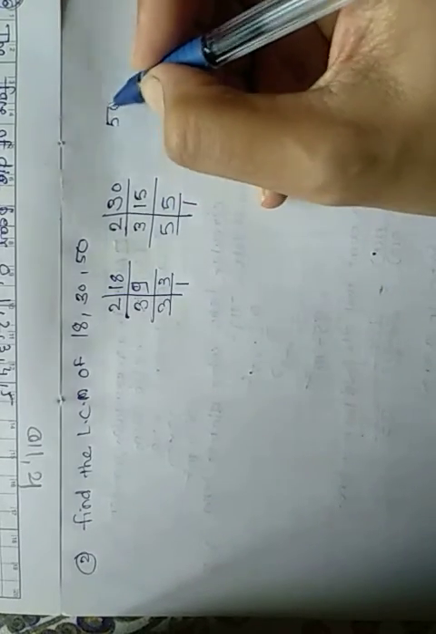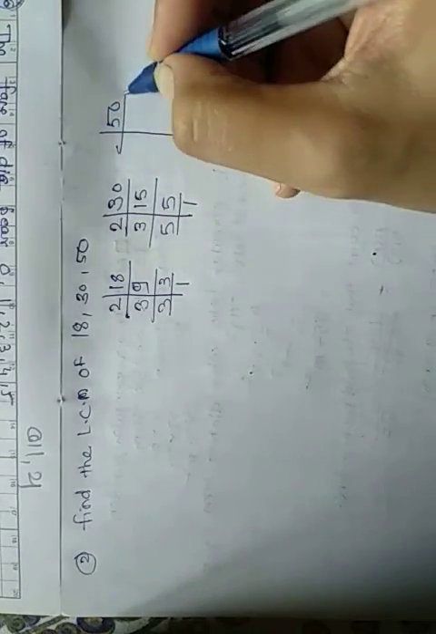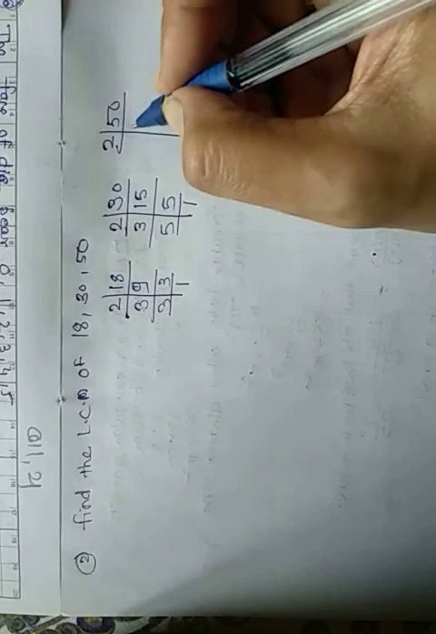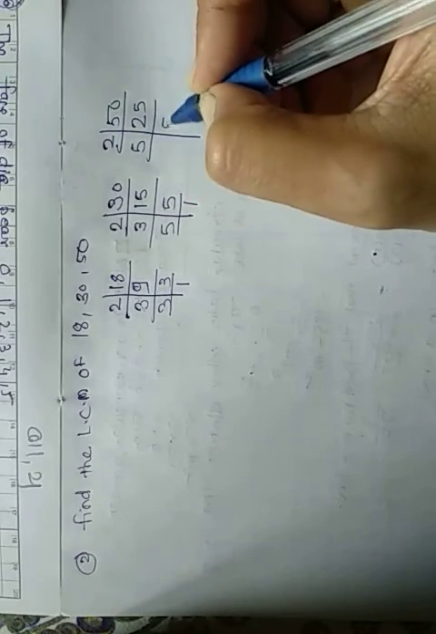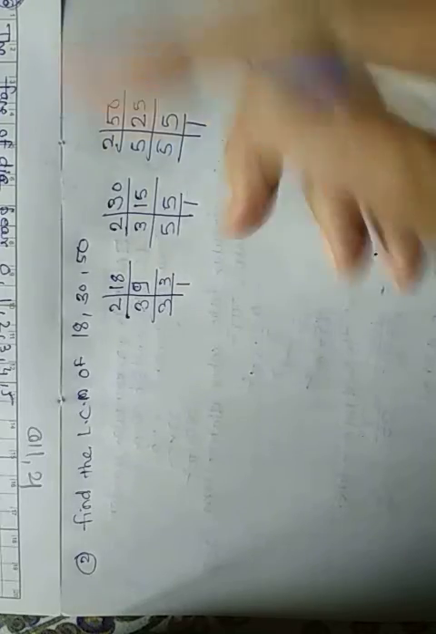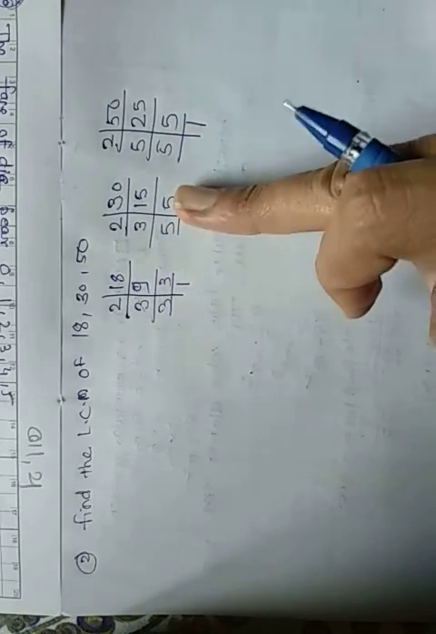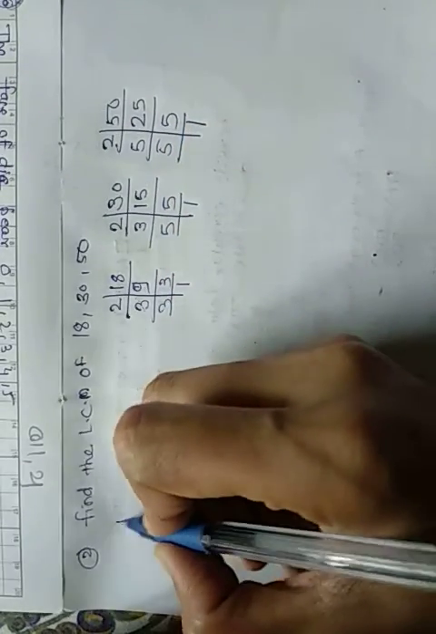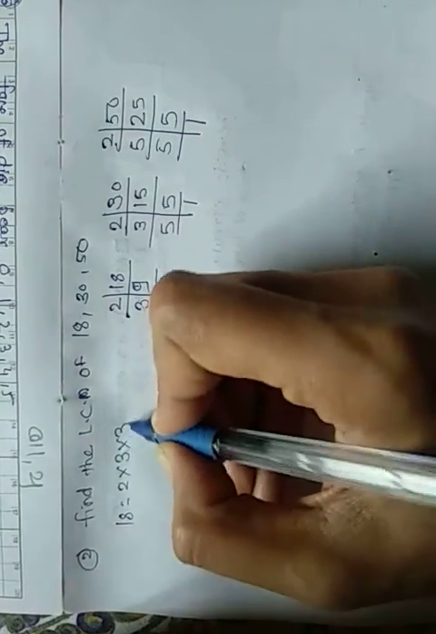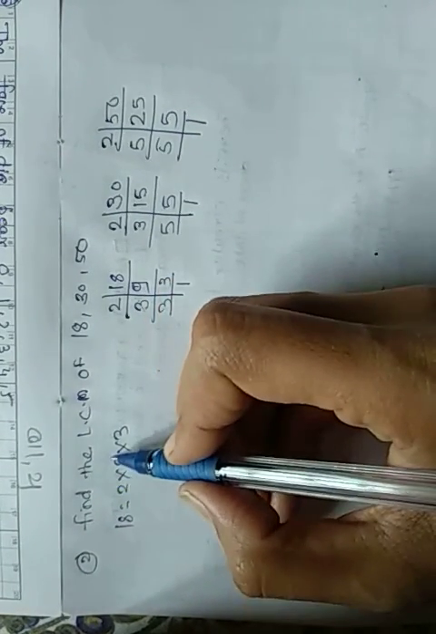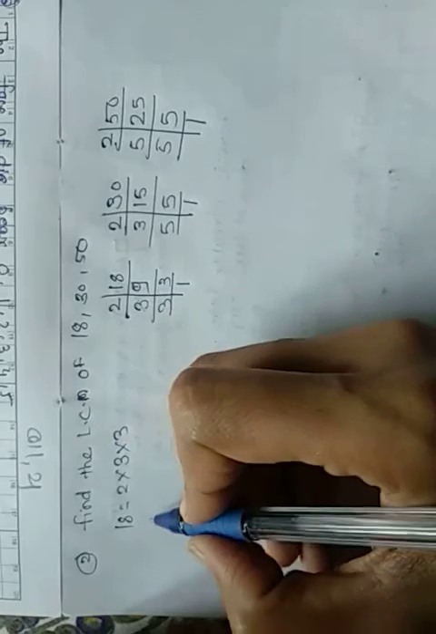Then factorize the number 50. Divide by 2, 2 fives are 10. Again divide by 5. 5 fives are 25 and 5 ones are 5. So these are the factors of 18, 30 and 50. Factors of 18 are 2 into 3 into 3. Let's cross check. 2 threes are 6 and 6 threes are 18.